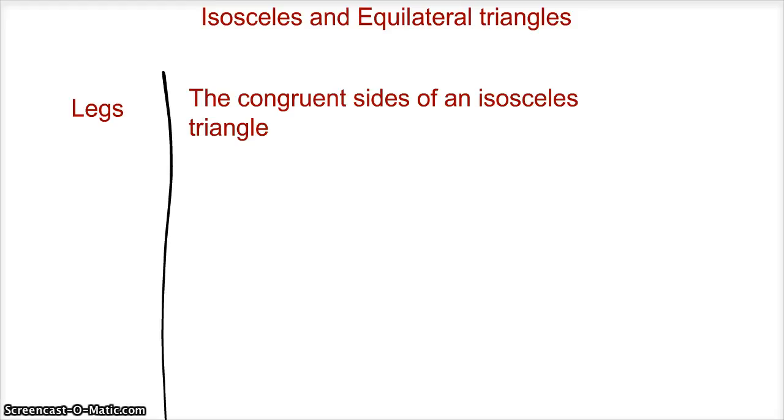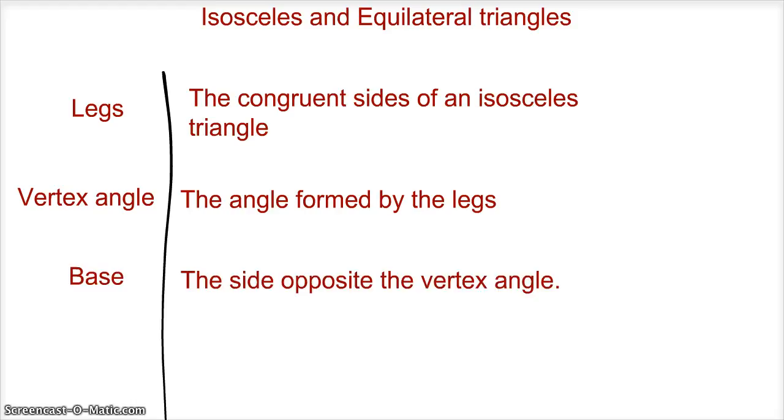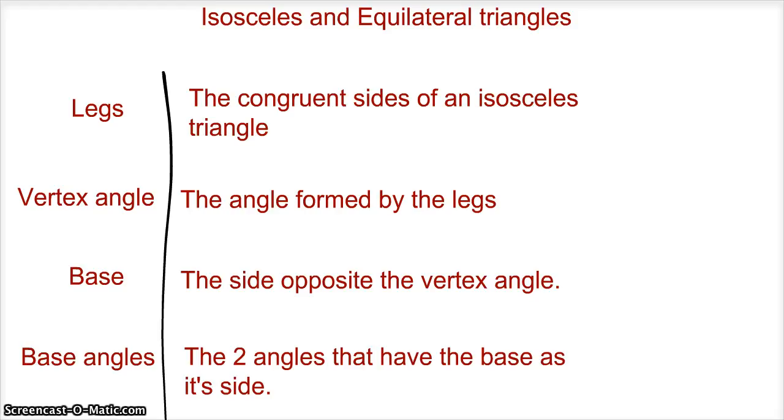Alright, so we have the legs of the isosceles triangle, and the legs are the congruent sides of the isosceles triangle. The vertex angle is the angle formed by the two legs. The base is the side opposite the vertex angle. Alright, the base angles are the two angles that have the base as their side. Let me say that again. The base angles are the two angles that have the base as their side.